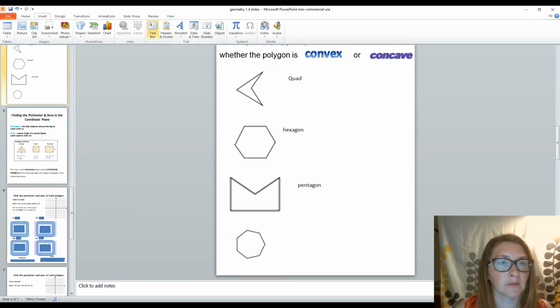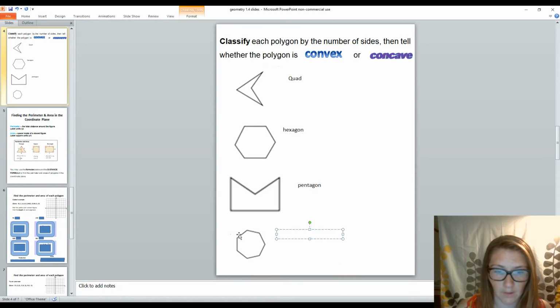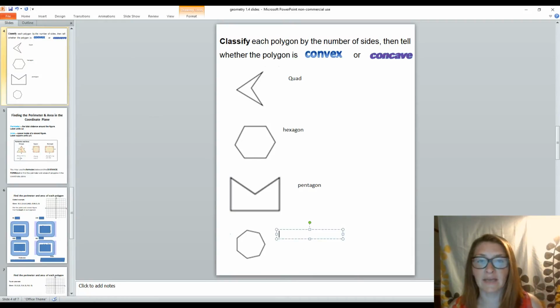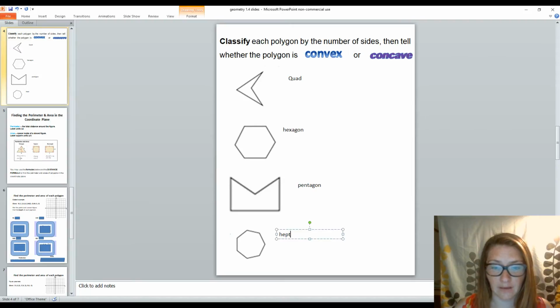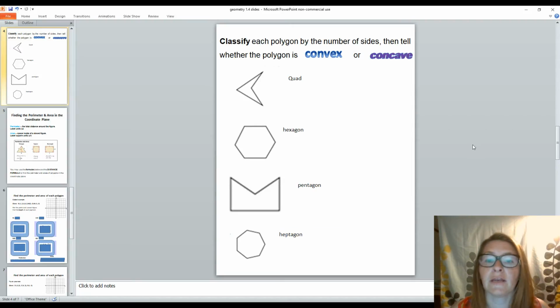And then the last one. 1, 2, 3, 4, 5, 6, 7. What is a 7-sided polygon? It is a heptagon. All right, now we're going to look and see if it is convex or concave.